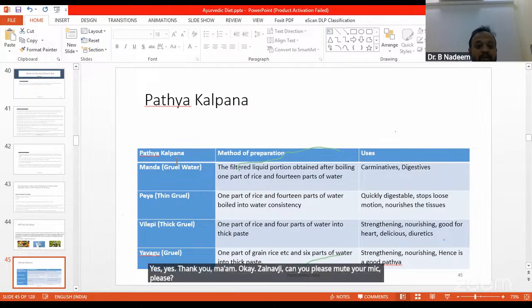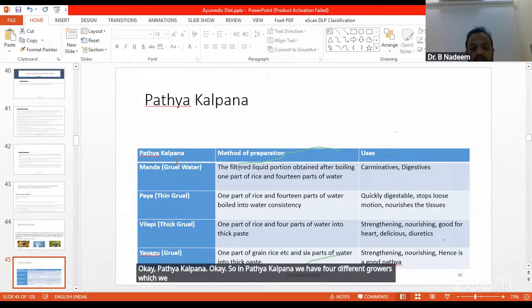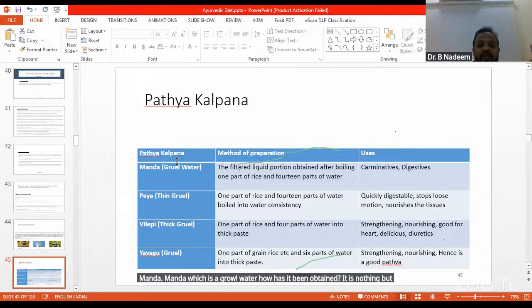Okay, Patya Kalpana. In Patya Kalpana, we have 4 different gruels which we take, and let's understand about the method of preparation and its uses. Manda, which is a gruel water. How has it been obtained? It is nothing but the liquid which is filtered.